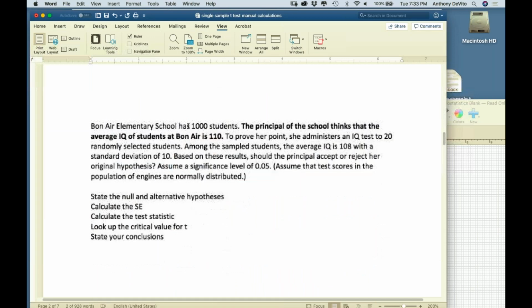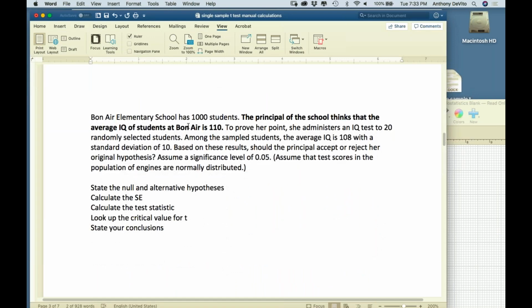Okay, the next one. This one you guys are going to do, one step at a time. Bon Air Elementary School has 1,000 students. The principal thinks that the IQ of students at Bon Air is 110. They all think the kids are smarter than everybody else's kids, right?